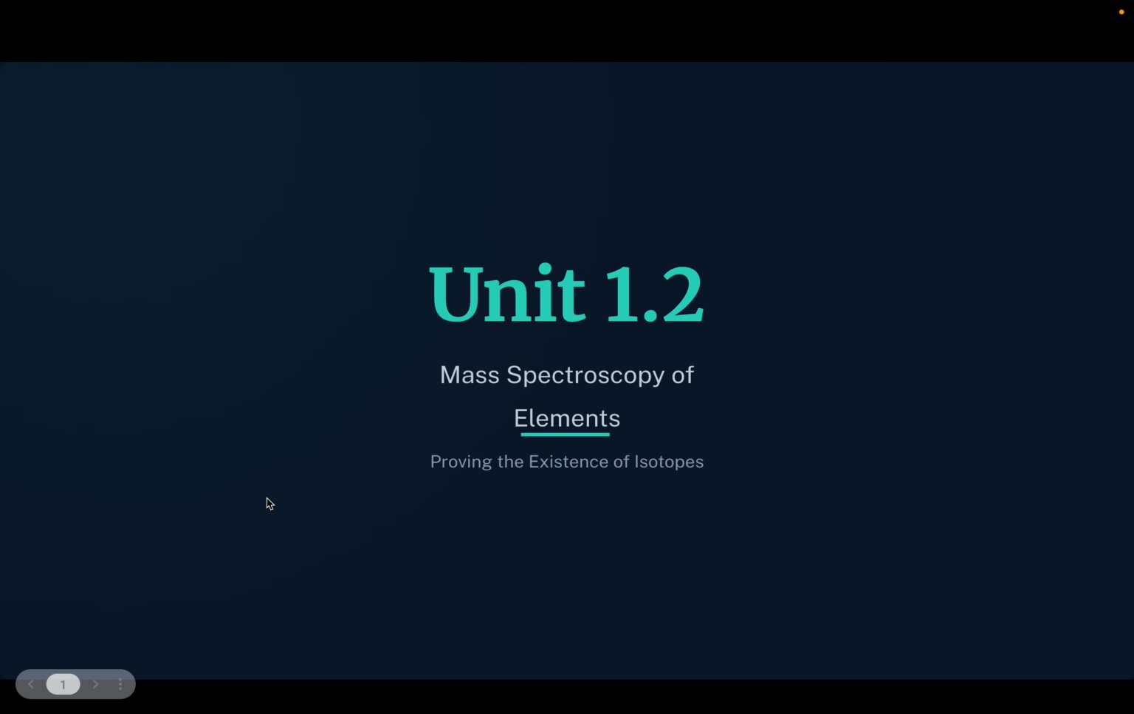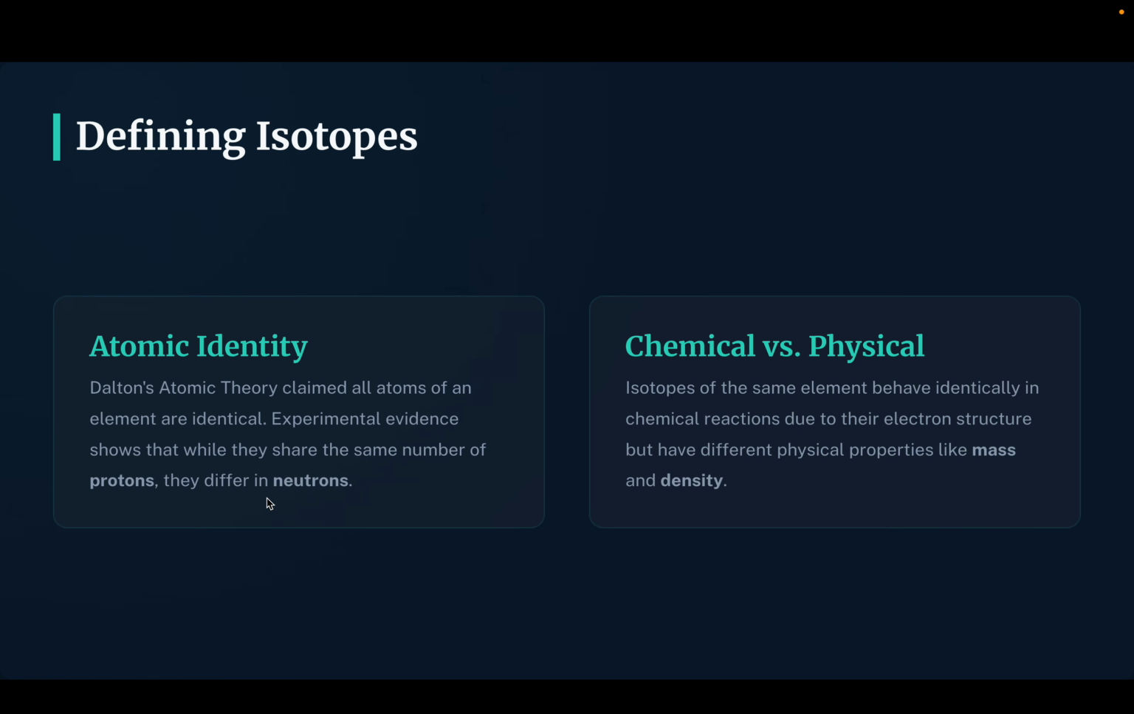Mass spectroscopy of elements in Unit 1.2 in AP Chem. So today we're going to talk about isotopes. What are isotopes? Isotopes are things that have the same number of protons but a different number of neutrons. That's all that matters, okay?